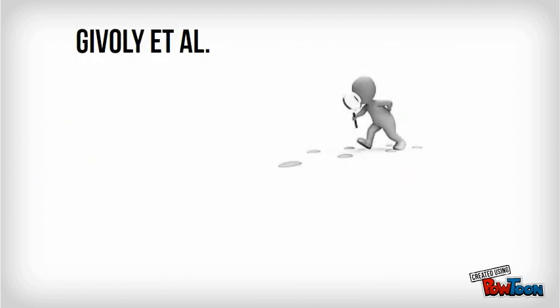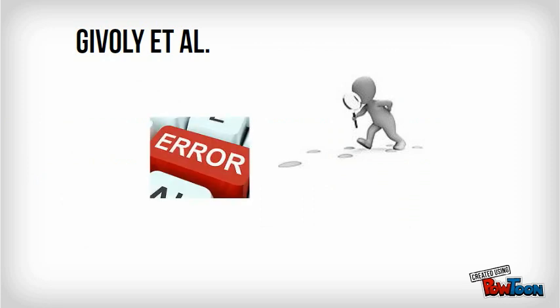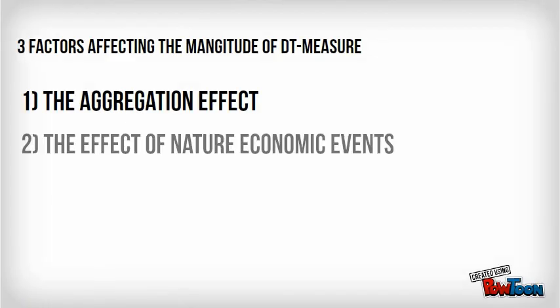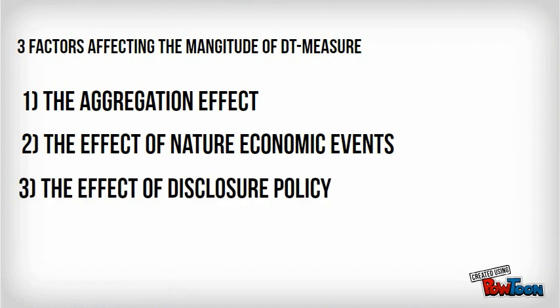The paper of Givoly et al. investigates whether this DT measure is free from measurement errors. They find three factors that are not related to reporting conservatism, but that nonetheless are likely to affect the magnitude of the DT measure: the aggregation effect, the effect of nature of economic events, and the effect of disclosure policy. They will now be explained one by one.